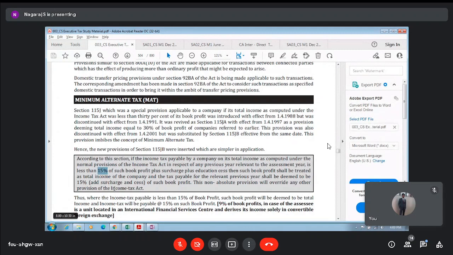Earlier it was 18.5% only. For MAT and AMT both were the same. But 2 years back they reduced the MAT rate to 15%, but AMT they have kept as it is. Okay, MAT rate is 15%. And how many years can MAT credit be carried forward? 15 years, same. There is no change at all in that. Only the rate you need to remember: 15% in MAT.